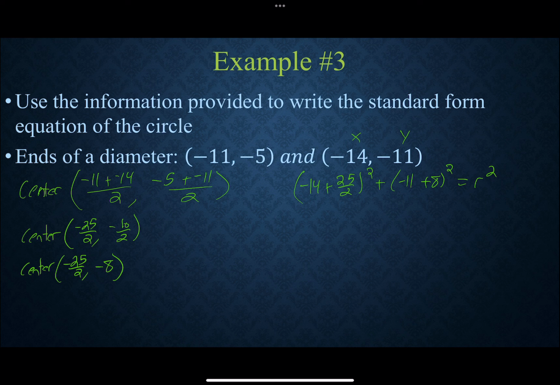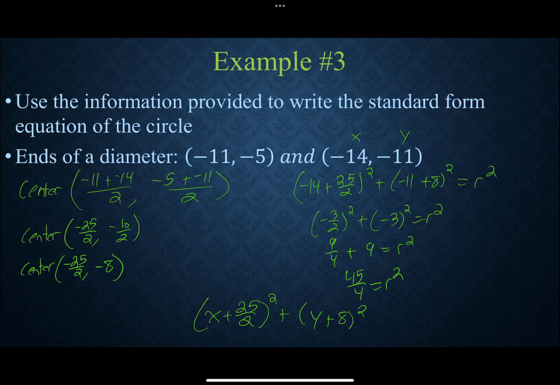That's why it's plus 25 halves and plus 8s. The negative 14 plus 25 halves is going to give us a negative 3 halves. We get negative 3 here. So that's 9/4 plus 9, which 9 would really be 36 over 4, so that's 45 over 4 for r squared. And again, we don't really need r, we just need the value of r squared. So our equation would be x plus 25 halves squared, y plus 8 squared equals 45/4.